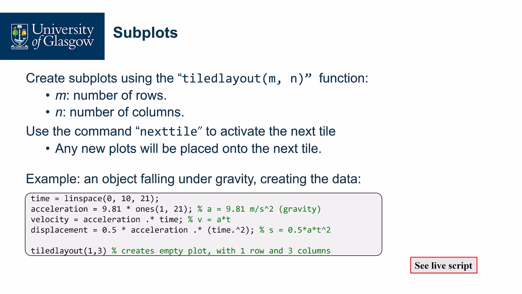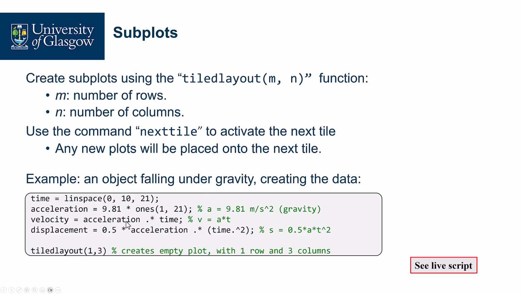Now let's see one example. Time and acceleration as in the last session. Now we add two variables. One is velocity. This is acceleration dot multiply time. So the question is why we use dot multiply and why not just multiply, and what is the size of the velocity?